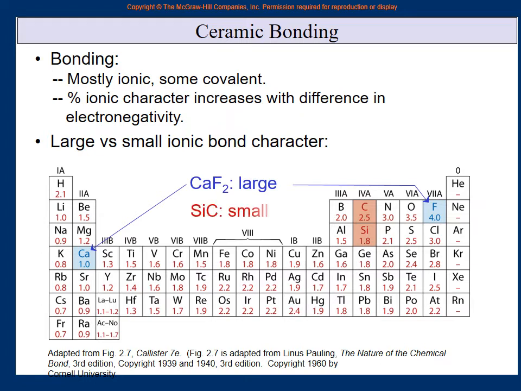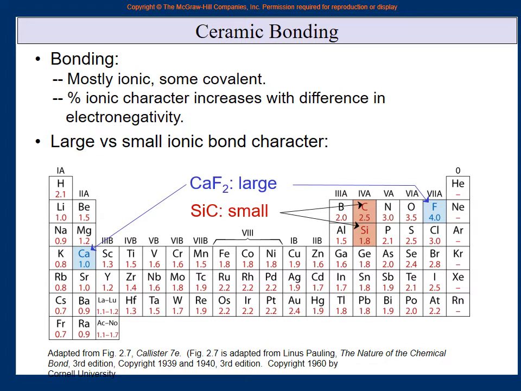Let us proceed further. Take an example of silicon carbide that we did earlier. Now both are in the same column. This is 2.5, this is 1.8. So the difference, we saw from the previous table, is only 0.7. Compared to calcium fluoride, where the electronegativity difference is 3.0, here it is only 0.7. So again, silicon carbide will be there, and a ceramic will be formed, but the ionic character will be much lower.